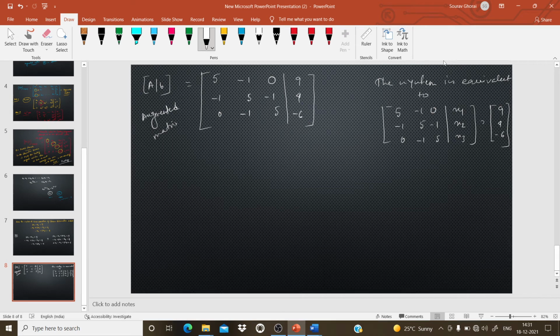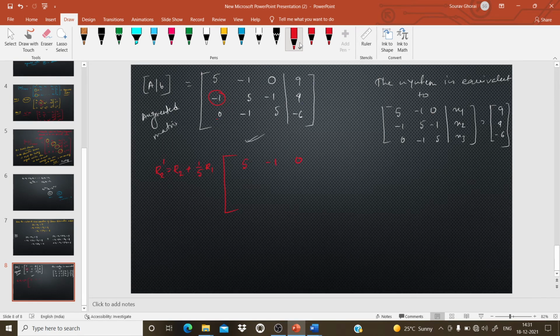Okay, so now here we have to use the elementary row operation. So what is our first work? Our first work is to make this one 0 and this one 0. This is already 0, so we have to make only this element minus 1 into 0 by using the first row. So here we give the row operation R2' = R2 + 1/5 R1.